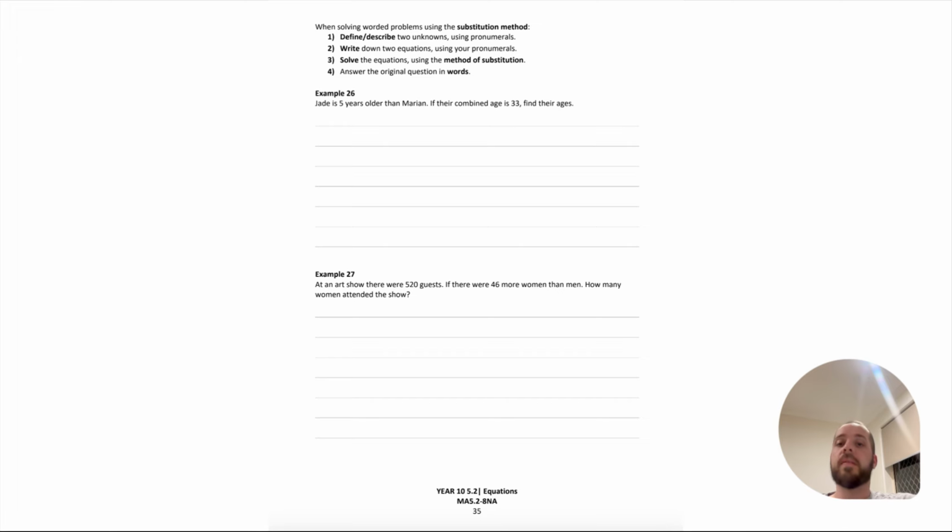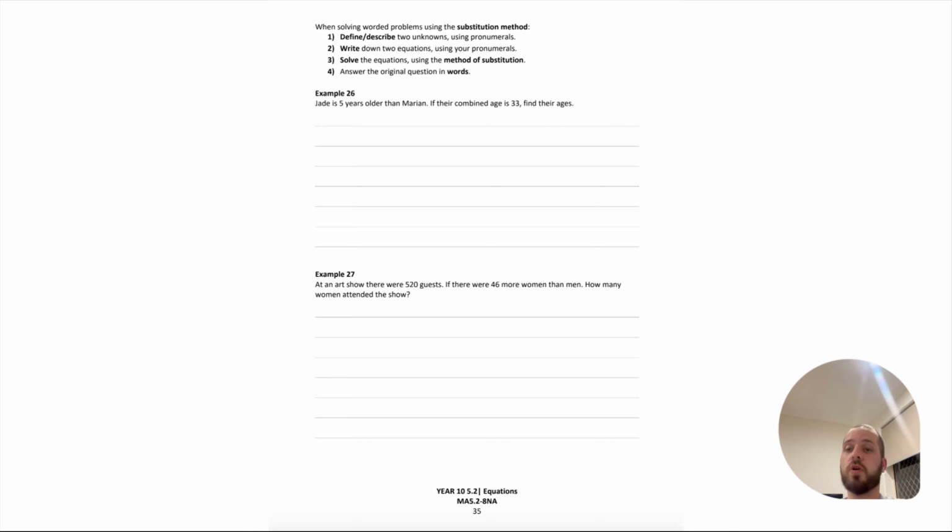All right, so when solving worded problems, it can become a little bit more difficult. We need to either have a highlighter, or if we don't have a highlighter, we can still underline with our pen. And we need to make sure we're reading the question properly. So RUTAC. When solving worded problems, use the following substitution method.